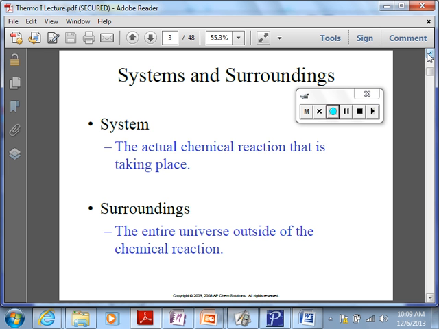All right, this slide is just a definition of system versus surroundings. So the system is the actual chemical reaction. So the system, we can make a note here, the system is the reactants and products. So if you have a balanced equation, your system is just those things that you can see in the balanced equation. And then everything else is your surroundings.